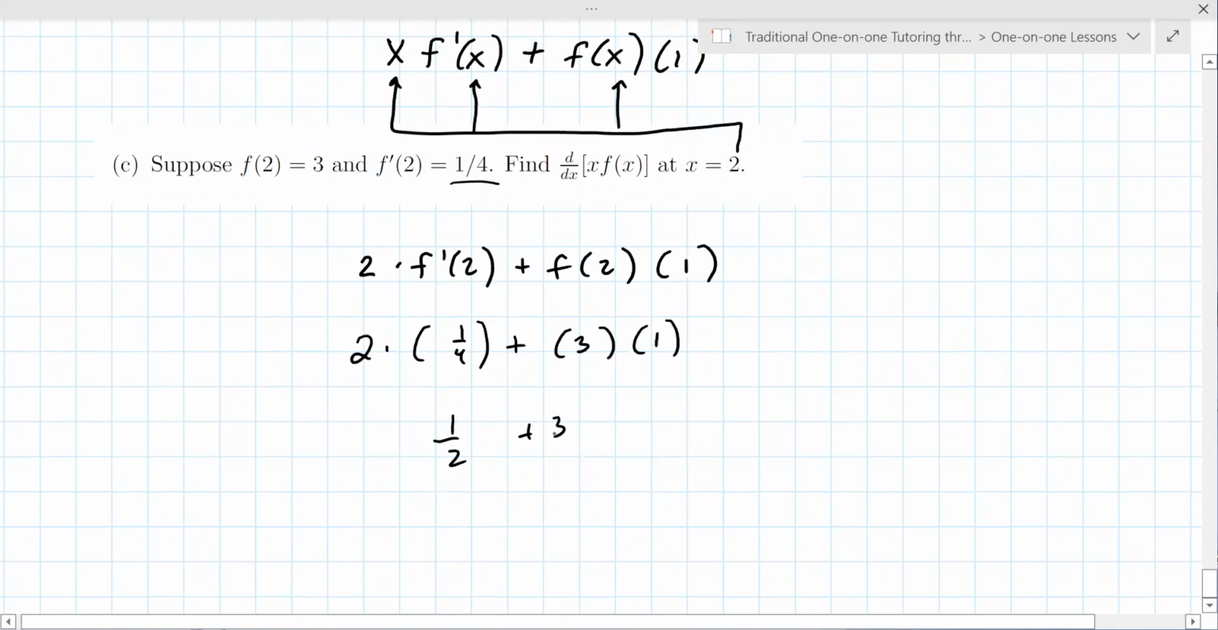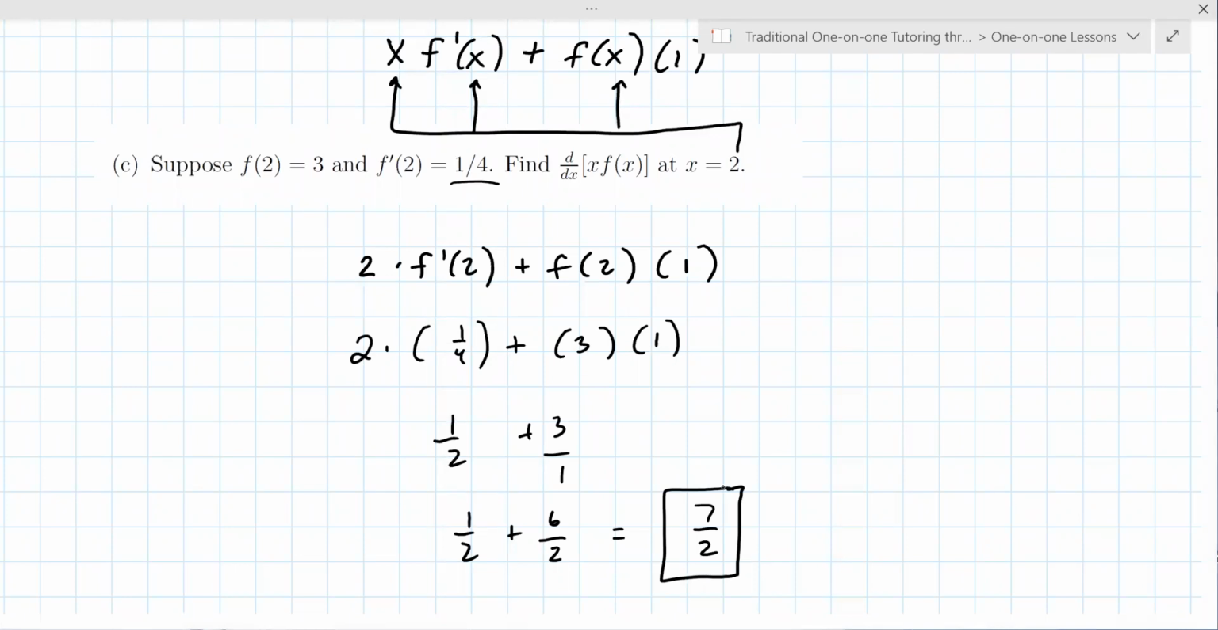Can't leave it like that. You have to match these up. So it's 7/2. Okay. Any questions on that? No. Okay.